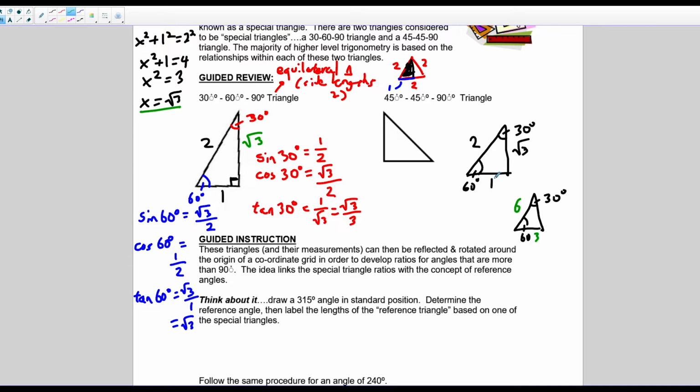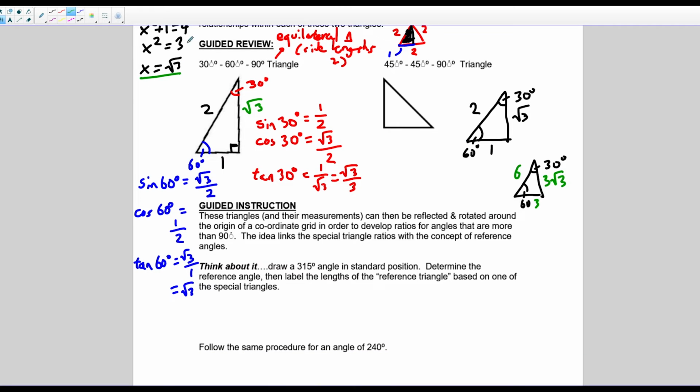So if I know that this is 3, this side must be 6. And if I know that this bottom side is 1, this upright height is going to be square root 3 times as big as the bottom side. So I can confidently state that this is going to be 3 square root 3 because it's square root 3 times as big as that bottom side. If you don't believe me, we can go ahead and test it out.